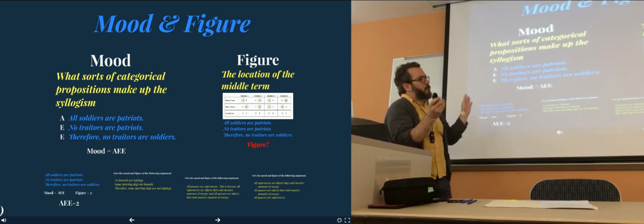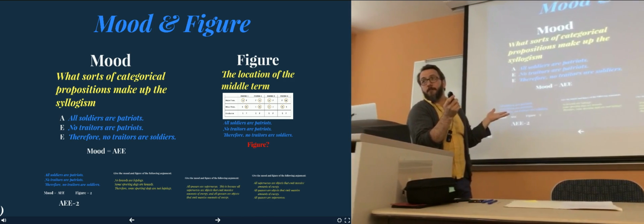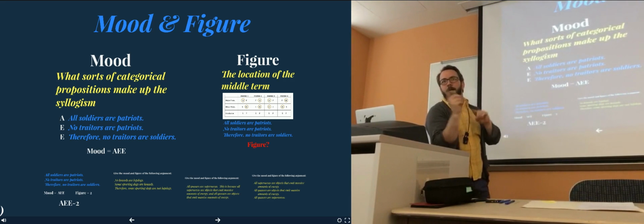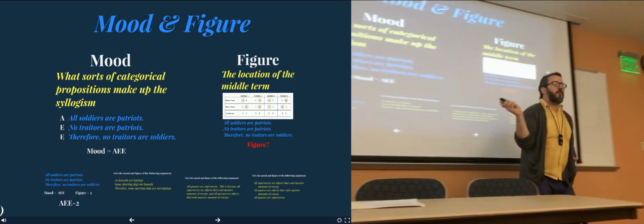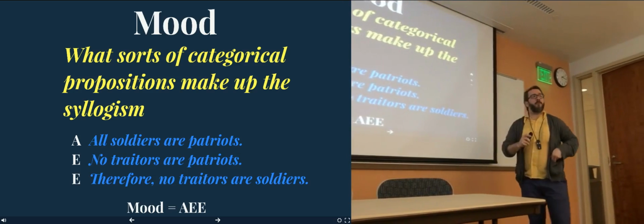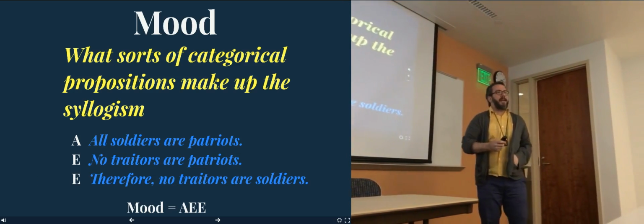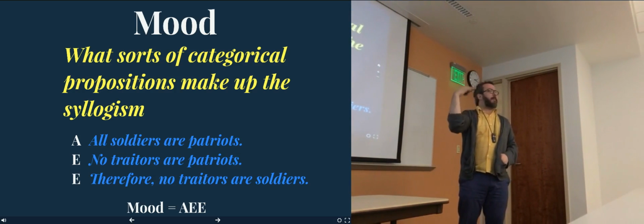We need to look at mood and determine what determining figure involves. And if we have both of those together, I'm going to be able to figure out whether or not this argument is valid or invalid. Let's start with mood. The mood of a categorical syllogism is just what kinds of statements are involved.